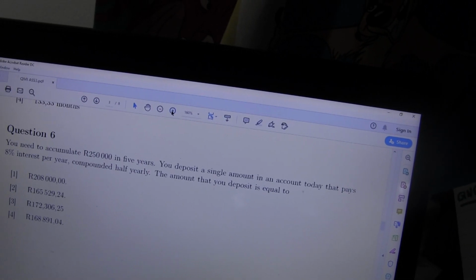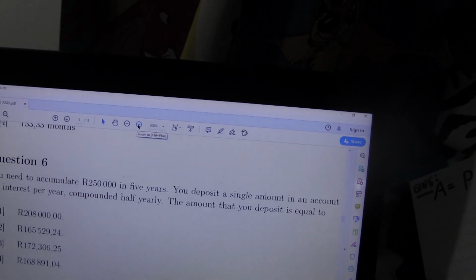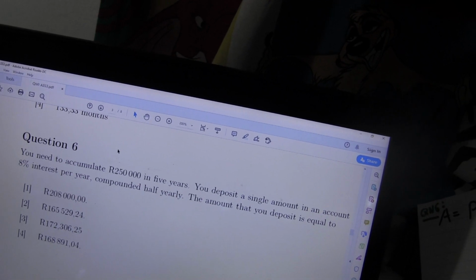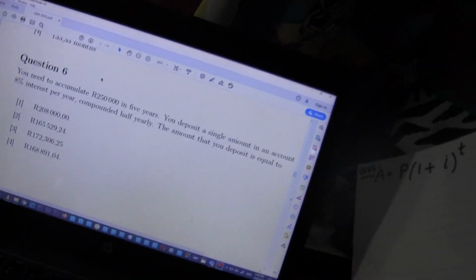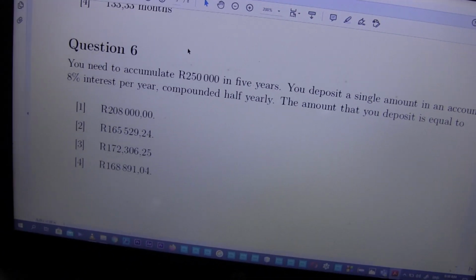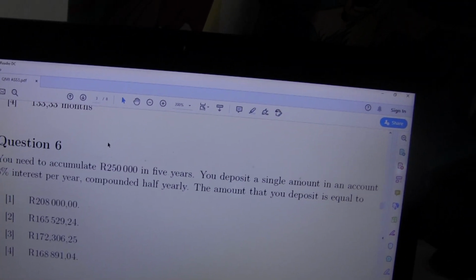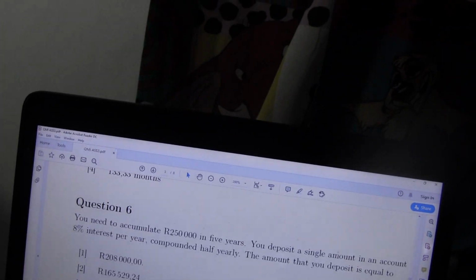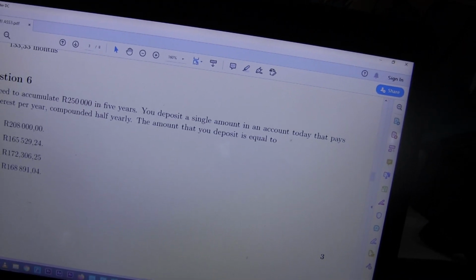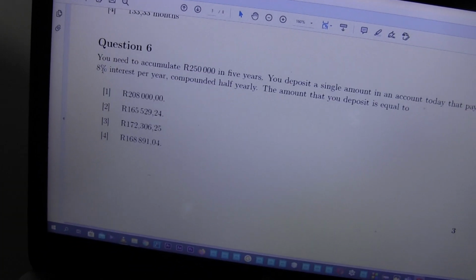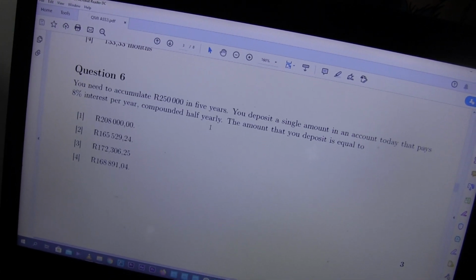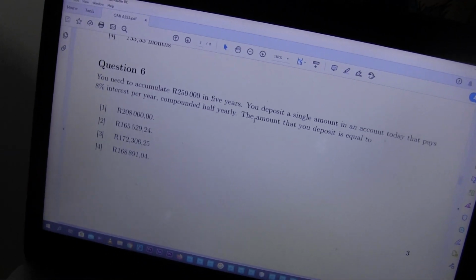Now let's say you deposit a single amount in an account, you put it in once. So you need to accumulate, meaning after 5 years, this is what you're going to get. You deposit a single amount in a bank, with a certain interest, so you put in an account today that pays an interest rate of 8% per annum, compounded half yearly. So we have the interest rate and it's compounded half yearly. How many halves in 1 year? There are 2 halves. So this is compound interest.